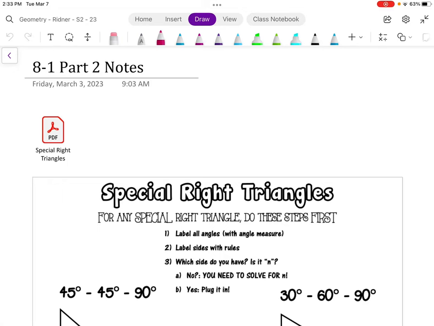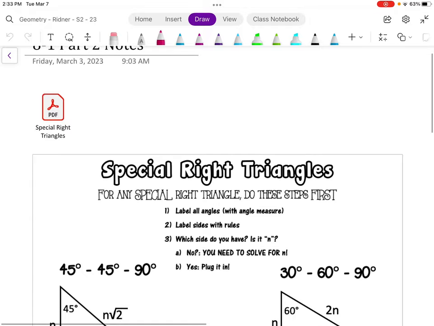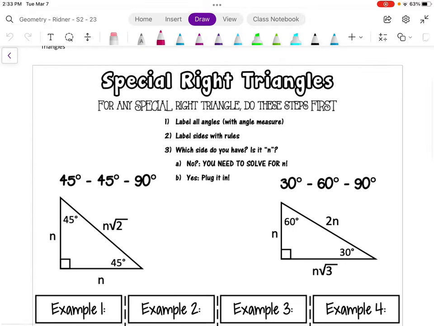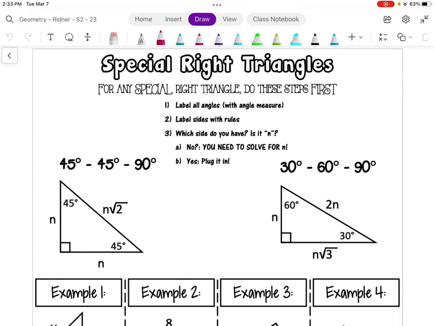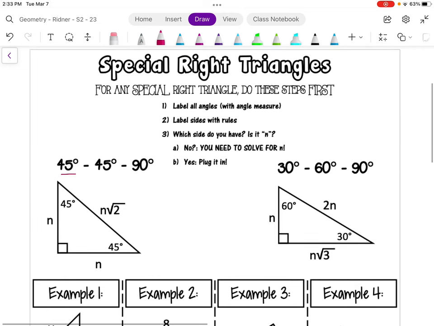All right, part 2 notes are about special right triangles. There are two types of special right triangles, and it has to deal with their angles. We can have a 45, 45, 90. Remember, a right triangle has to have a 90. Or the other special right triangle is 30, 60, 90. They have properties where we can find their exact measurements, not just their decimal values.